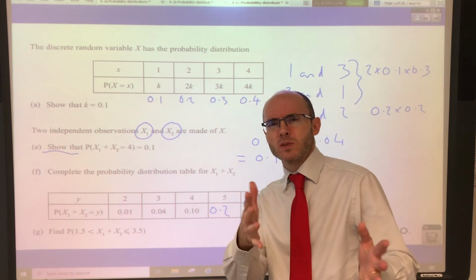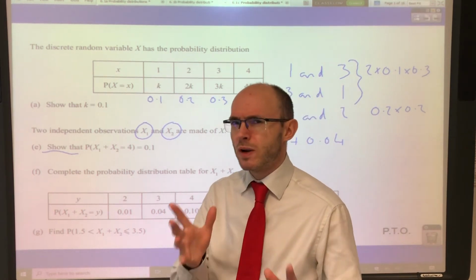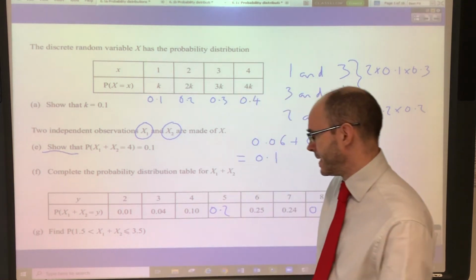Always try and go for the quickest way. That's one of the interesting bits, I suppose, about this sort of work. You can try and find quick ways of doing stuff. Then this bit here.